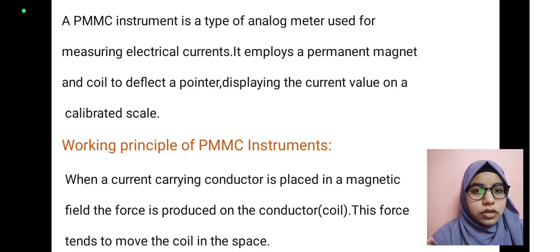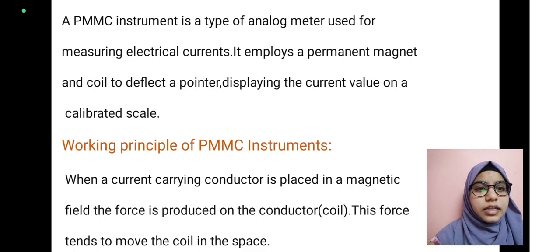Next, we have the working principle of the PMMC instrument. When a current carrying conductor is placed in a magnetic field, a force is produced on the conductor, that is the coil. This force tends to move the coil in the space.